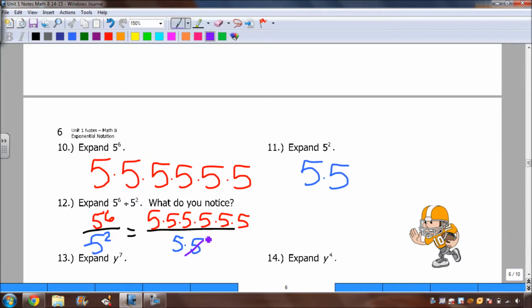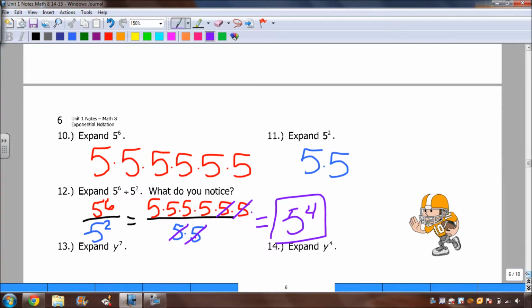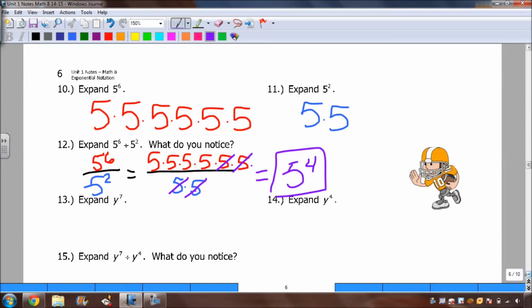Well, if they're the same thing on the top and the bottom, they cancel out to give you 1 because it's 5 divided by 5, which is 1. But anything times 1 is itself. So I end up getting 5 to the 4th power. Hopefully you were able to figure out what the trick is for division, okay? But let's try one more and then we'll see if you can figure out what it is that you notice.